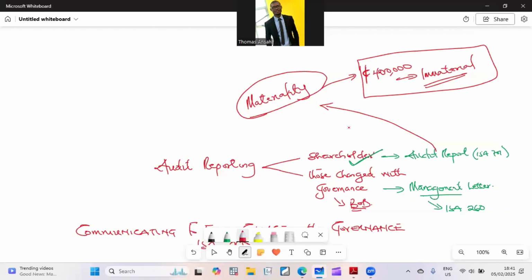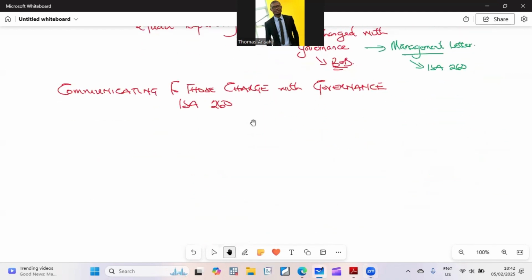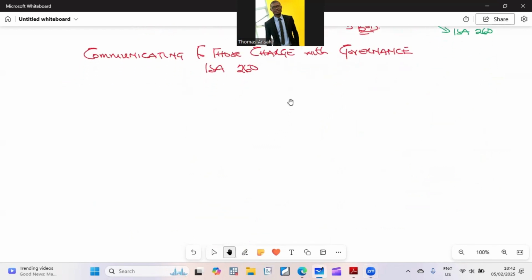The audit report is all about materiality. Now, if the thing is immaterial, it doesn't mean you will not communicate it. You will still have to communicate it, but where you will communicate it is the issue. And that is where ISA 260 comes in. You are going to communicate it in the management letter.